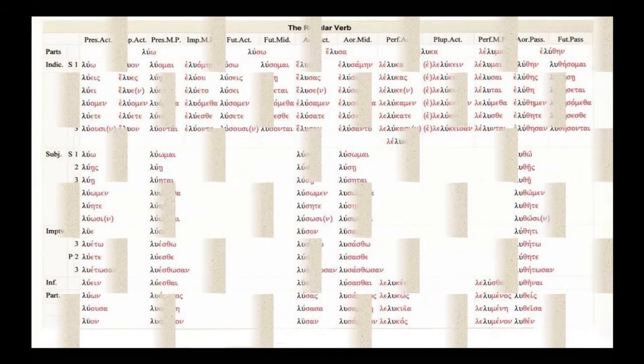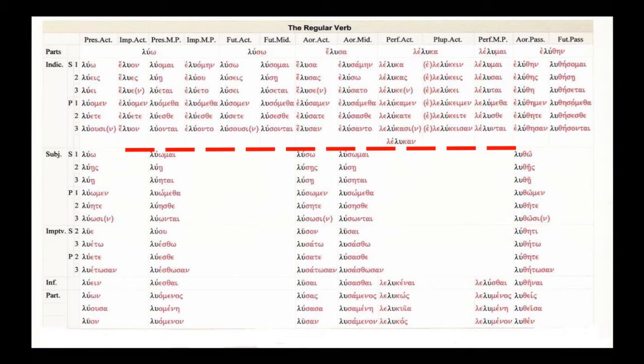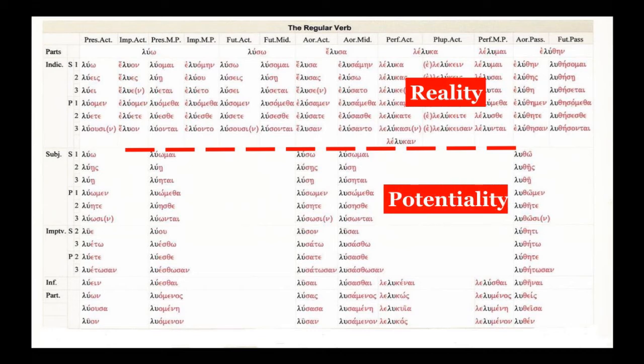I'm going to skip through these. This will just blow your mind apart. All right, so here we go. This is what we're looking at. Essentially, all the verbs we're looking at for the most part are up here, reality, in the indicative, okay? Then we have potentiality, which drops down. We have the subjunctive, the imperative. And that can make sense, right? The imperative, it's a command, right?